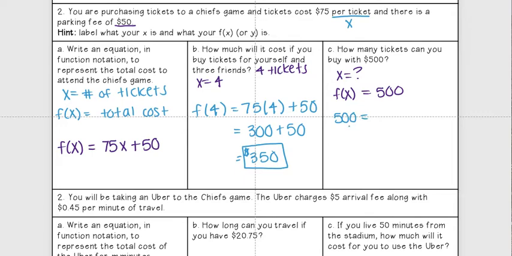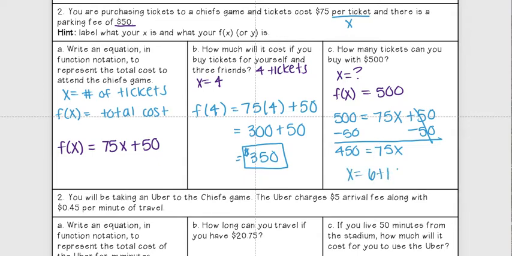And then I have 75x plus 50. And then I'm going to solve that from there. So I subtract 50 from both sides. And then when I do 450 divided by 75, I get 6. So x is equal to 6 tickets. And make sure to always put those units in there.